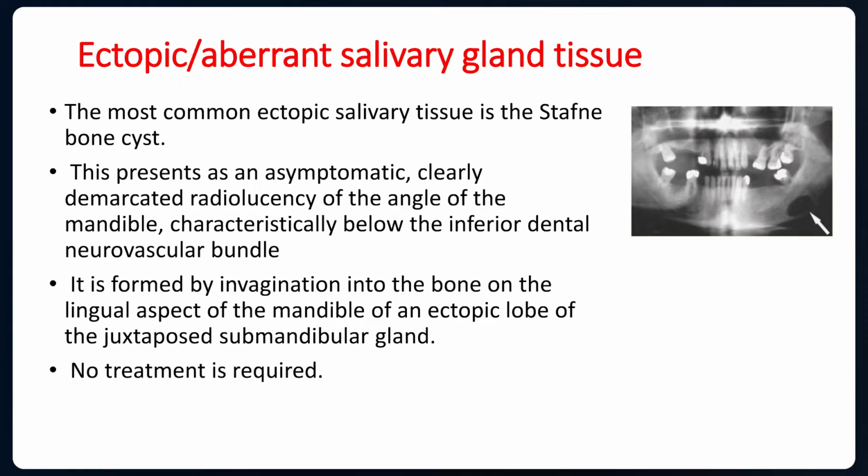Now there are certain ectopic or aberrant salivary gland tissues. The most common ectopic salivary tissue is the Stafne bone cyst. So it looks like this. This presents as an asymptomatic, clearly demarcated radiolucency of the angle of the mandible, characteristically below the inferior dental neurovascular bundle. Here the neurovascular bundle is present.